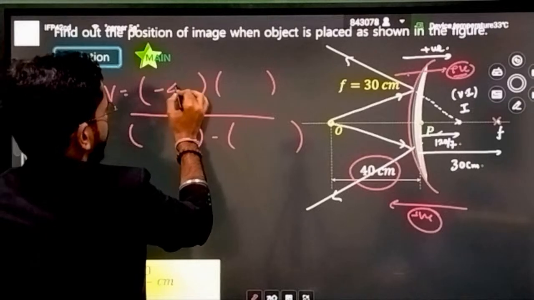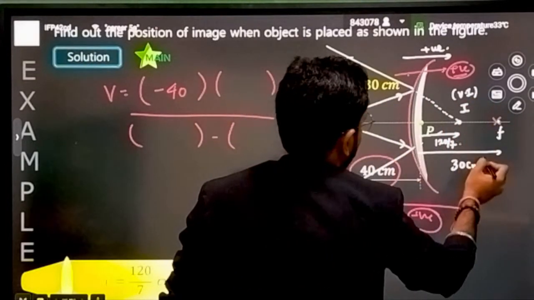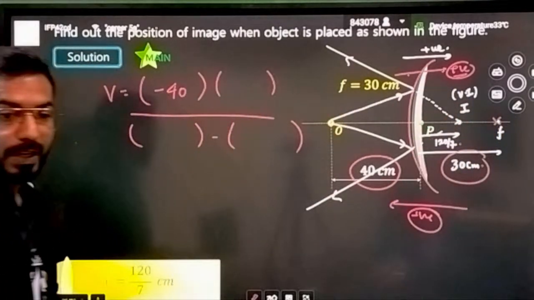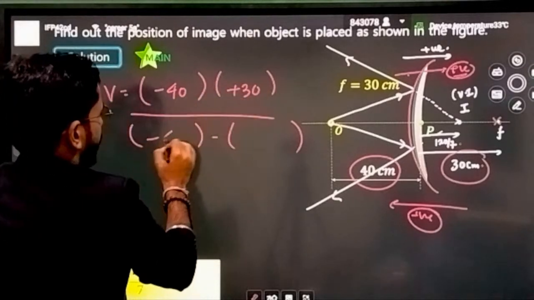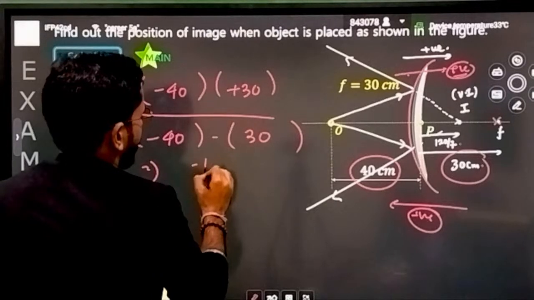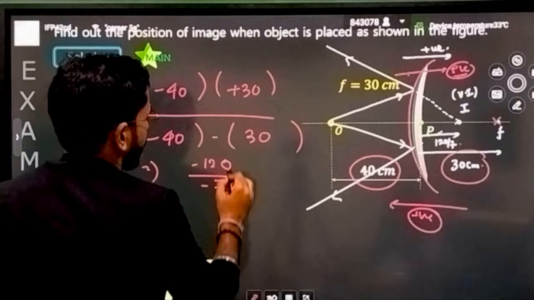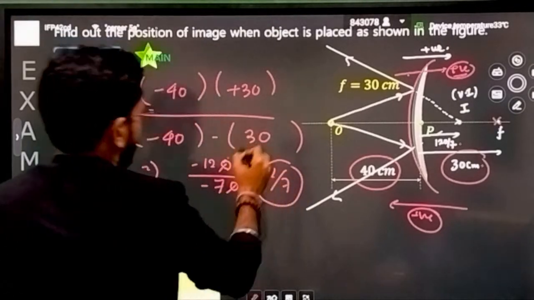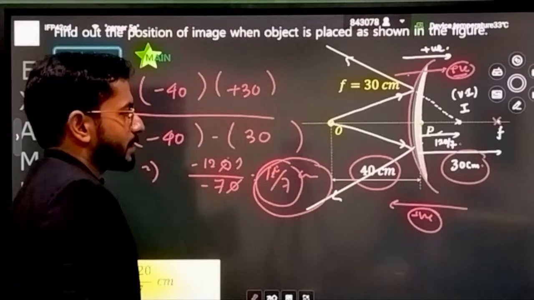That means you will be writing what? Minus of 40. What about the focal length? For the focal length, somewhere here the focal point will be lying at how much distance? 30 centimeter. For the focal length, you have to go in the positive direction or negative direction? Positive direction, that means you will be writing plus of 30. अब यहाँ लिख लो minus of 40 plus of 30. Here what will you be writing? Minus of 120 divided by minus of 70. 0 cancels. 12 by 7. Sorry, one more 0 will be coming. That means 120 by 7 centimeter. The answer will be coming.